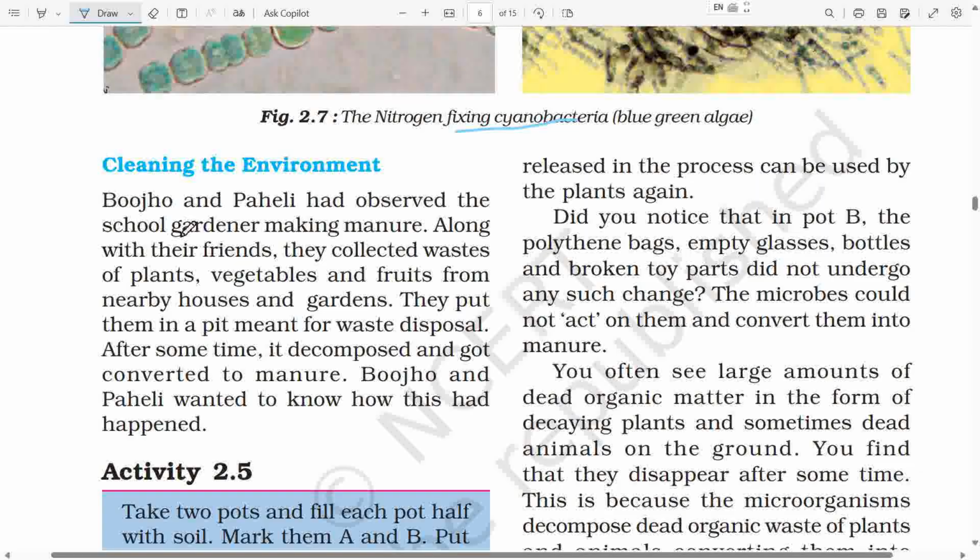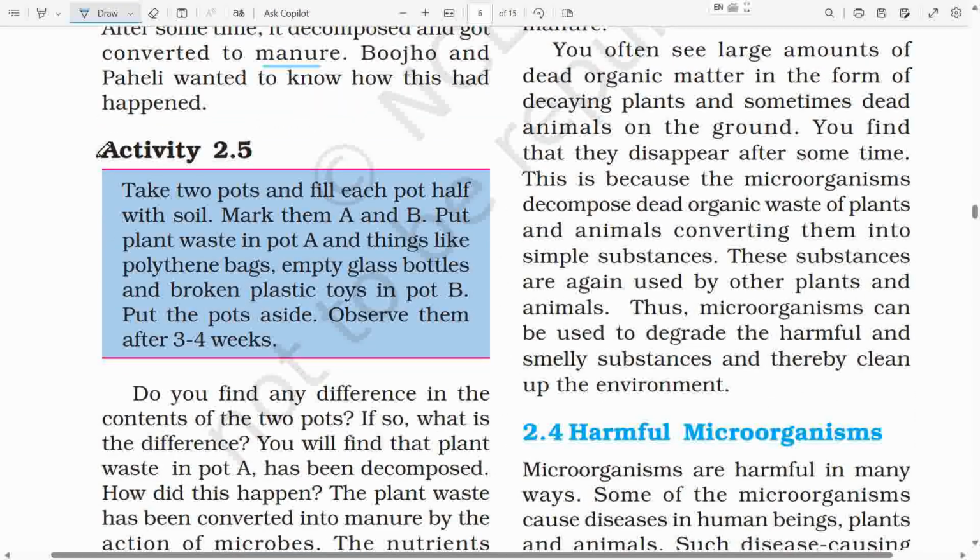Bujho and Paheli had observed the school gardener making manure. Along with their friends, they collected wastes of plants, vegetables and fruits from nearby houses and gardens. They put them in a pit meant for waste disposal. After some time, it decomposed and got converted to manure. Bujho and Paheli wanted to know how this had happened.